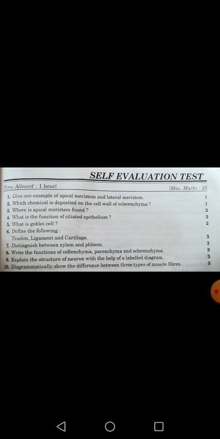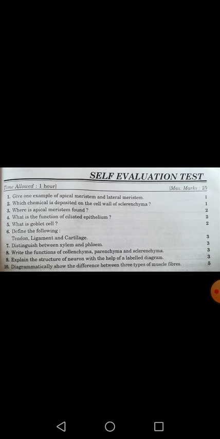Now third question, it's of 2 marks. Where is apical meristem found? As I told you, apical meristem can occur either in the root tip of the plant or the shoot tip of the plant, and it is responsible for longitudinal growth of the plant. Okay. Now question number 4.